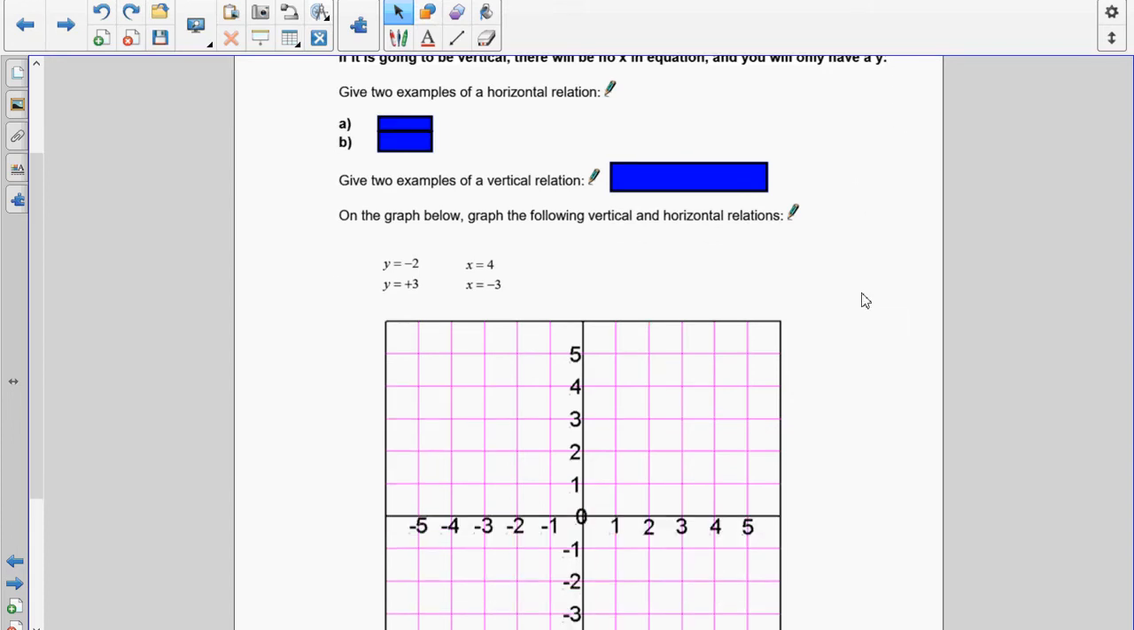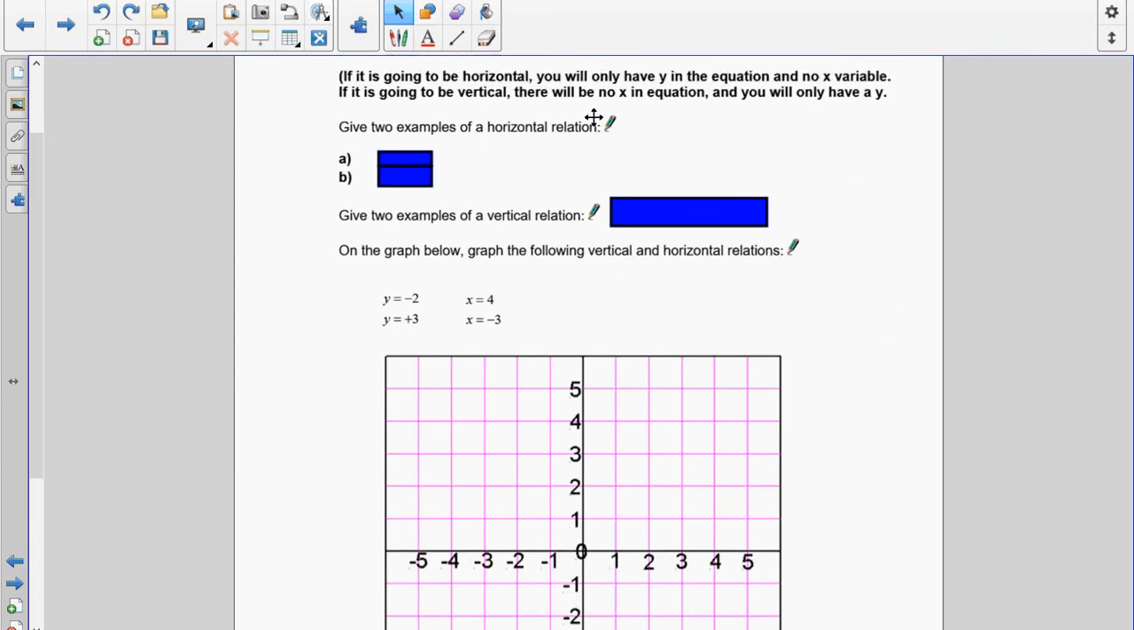So what I'd like you to do in your notes is just quickly write me down 2 equations which would result in a horizontal graph. So just take a second and do that. And while you're at it, why don't you do the vertical one too?